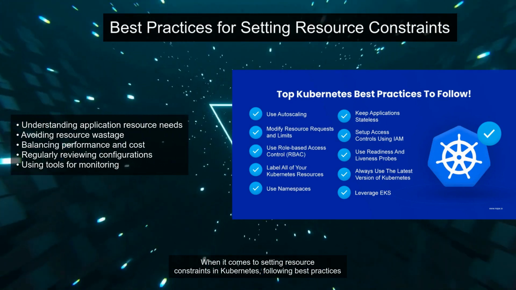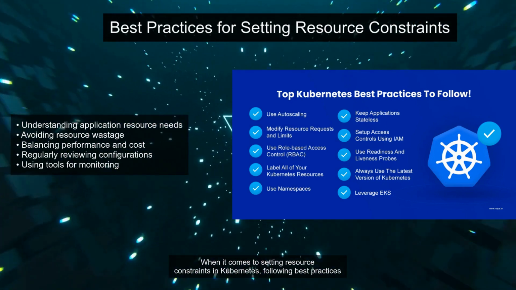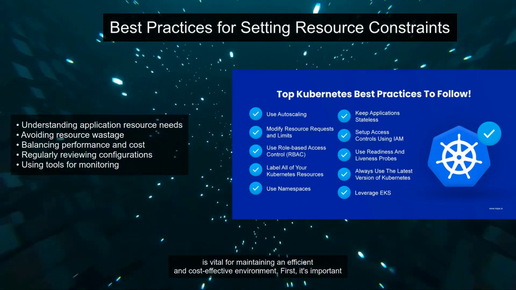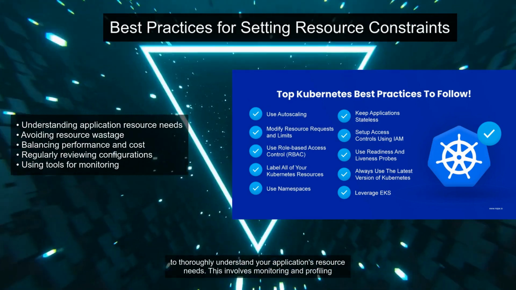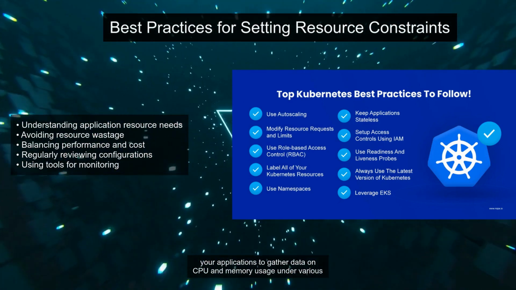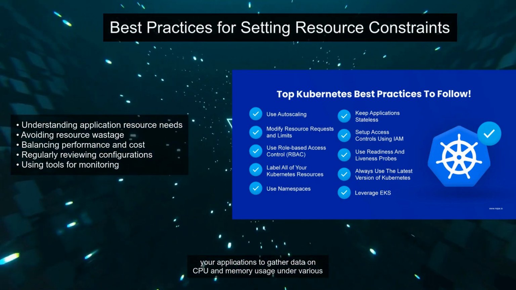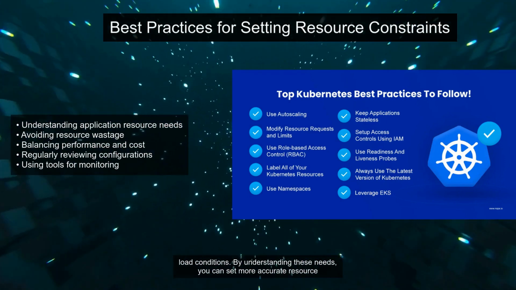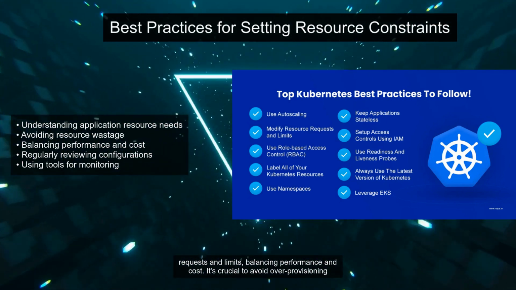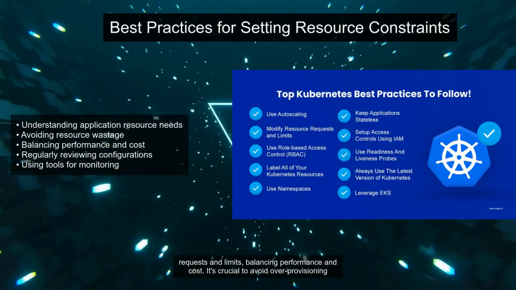When it comes to setting resource constraints in Kubernetes, following best practices is vital for maintaining an efficient and cost-effective environment. First, it's important to thoroughly understand your application's resource needs. This involves monitoring and profiling your applications to gather data on CPU and memory usage under various load conditions. By understanding these needs, you can set more accurate resource requests and limits, balancing performance and cost.